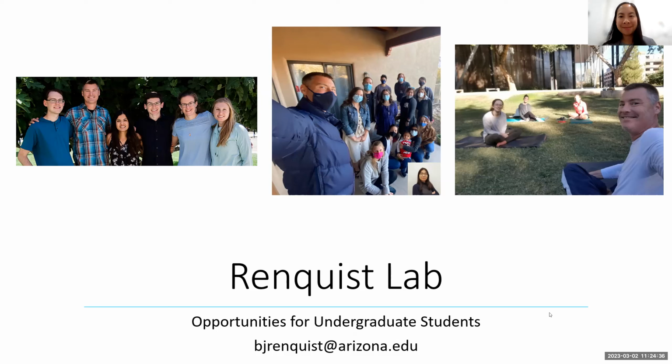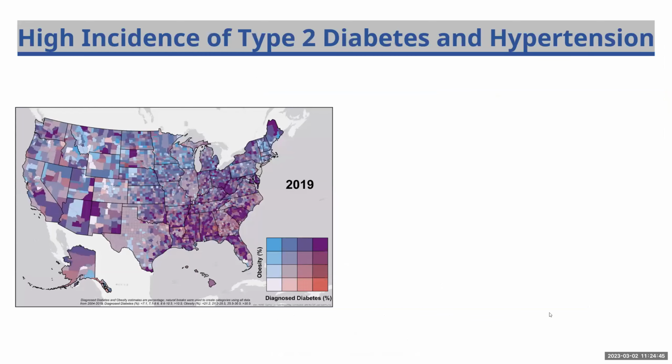Great. Floor is yours. So my lab's focused on obesity and obesity-associated diseases, specifically diabetes and hypertension. And diabetes and obesity affect about 30% of the population, but they affect even more than that. In fact, in Arizona, 1 out of every 2 people is insulin resistant, meaning they haven't yet developed type 2 diabetes, but they're pre-diabetic.